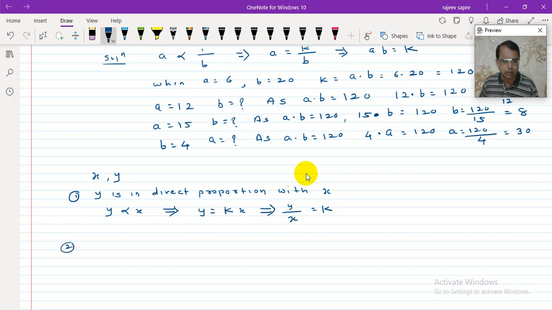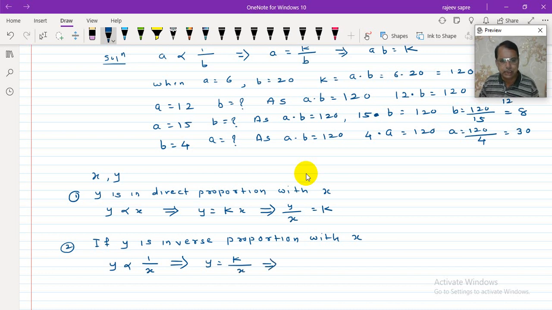And the second point, if Y is in inverse proportion with X, what will be the meaning of that? It means Y alpha 1 upon X. What does it mean? It means Y is equal to K upon X, and it means X into Y is equal to K.